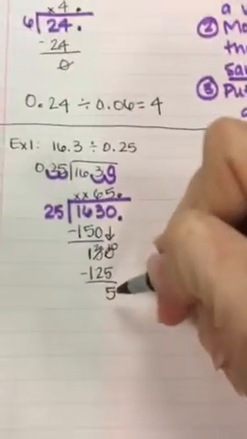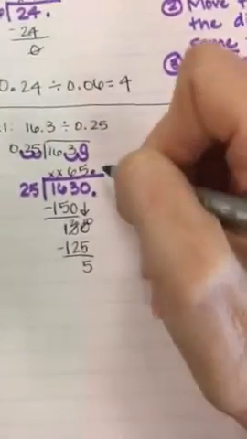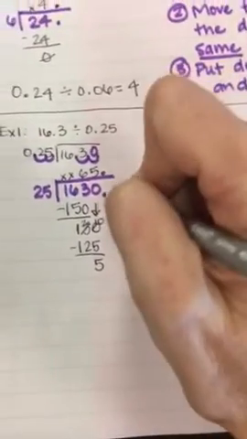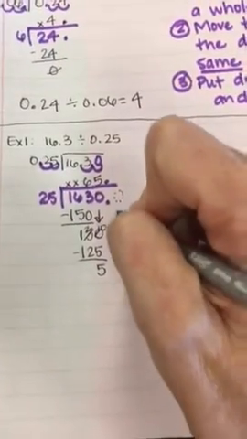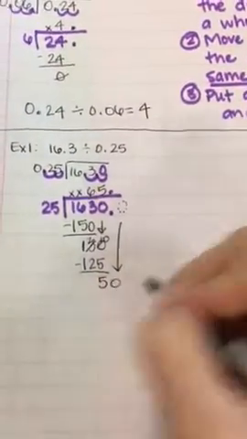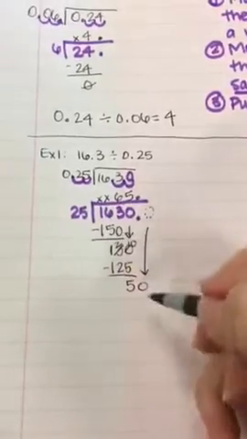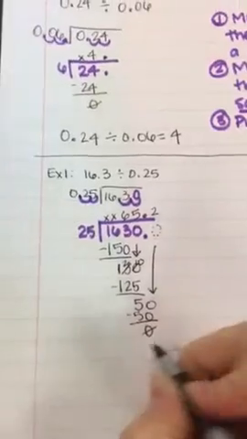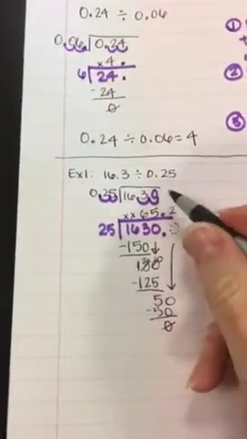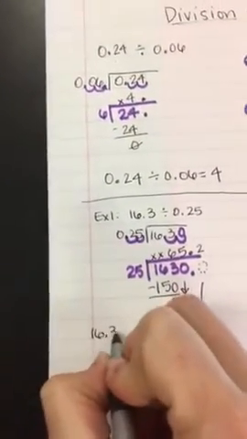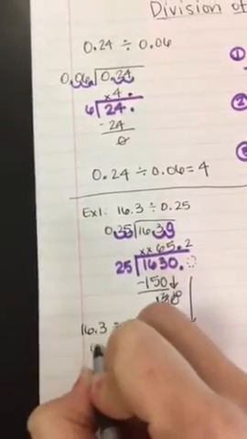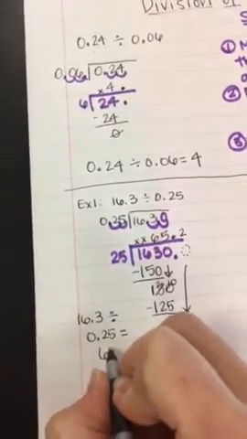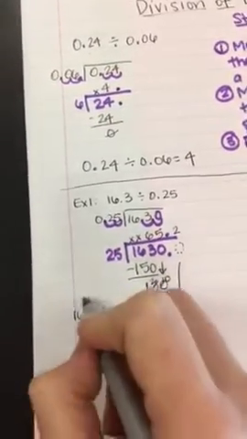Well, now I'm out of numbers, but I have a remainder here, and I can't write remainder 5. A lot of times that's what you would do, but we want our answer in decimal form. So I'm going to annex one of these zeros, and now I have a 50, and 25 will fit into 50 exactly 2 times. And now that I have a 0, that means I'm finished. So 16.3 divided by 0.25 gives me an answer of 65 2/10.